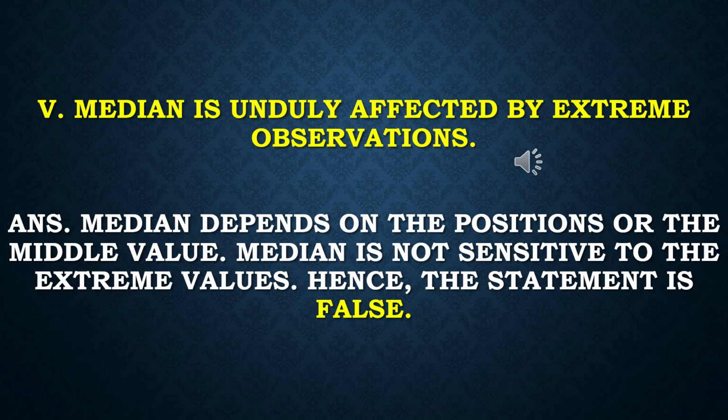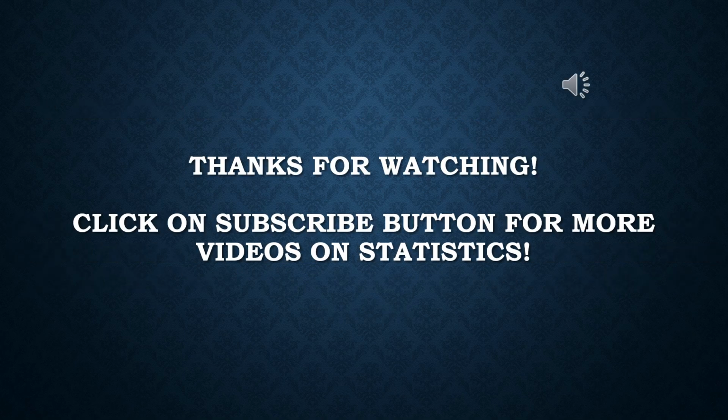The last question of question number 3 is question number 5, which is: median is unduly affected by extreme observations. So the answer will be: median depends on the positions or the middle values. Median is not sensitive to the extreme values. Hence, the statement is false. So here we end up with all the 3 questions from the exercise of Chapter 5, Measures of Central Tendency.